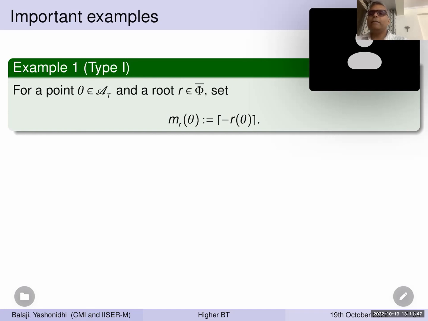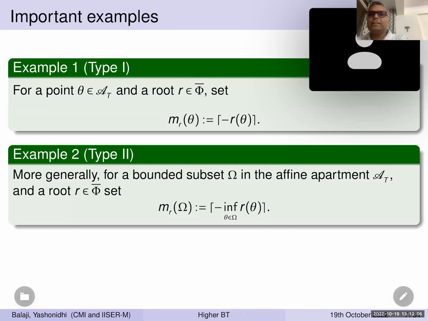So notice that when r is 0 in phi bar, then m_0 evaluated at theta is 0. So we are getting m_0(theta) is 0, which is part of our assumptions.